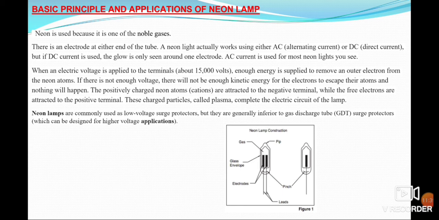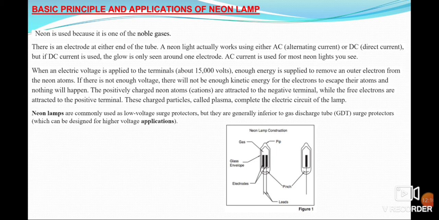Lastly, we are going to study the neon lamp. Neon is basically one of the noble gases. In this case, there is an electrode at either end of the tube. A neon light actually works using either AC or DC. But if DC current is used, the glow is only seen around one electrode. AC current is used for most neon lights.